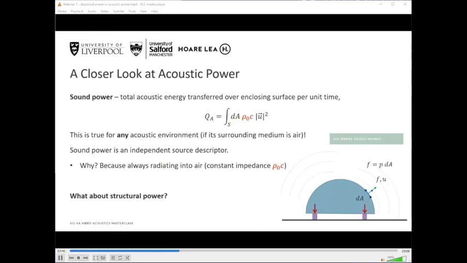Now what about structural power? That is, the power transmitted into a receiver structure due to the vibration of the machine's connections.